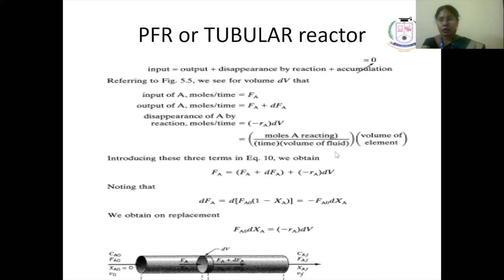The next reactor which we're going to consider is the PFR, otherwise known as a tubular reactor, based on the shape of the reactor. Starting with the material balance, we have input equals output plus disappearance by reaction plus accumulation. As with the MFR, since it's a continuous reactor and we assume steady state, accumulation is taken to be 0. We will just consider a small element of volume, then integrate it over the entire reactor.